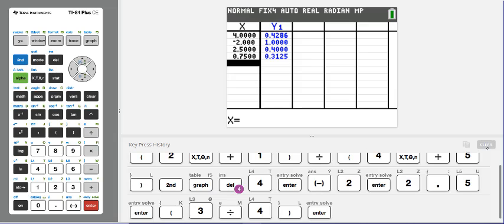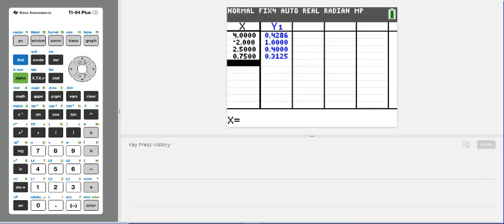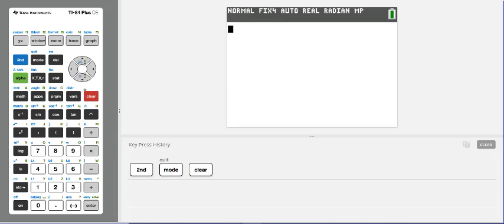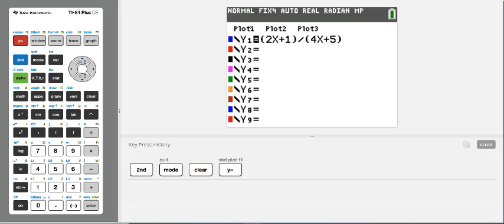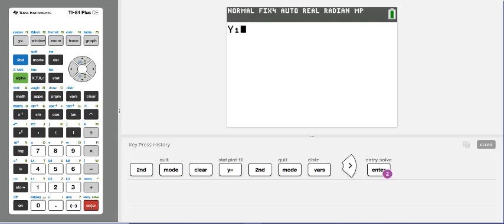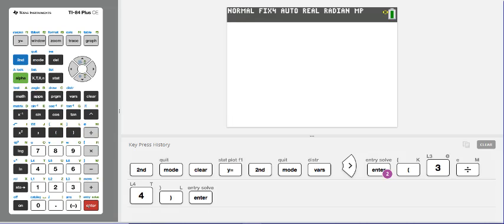So I'm going to hit clear, and then I'm going to hit second mode. I'm going to hit clear here. So I want to bring up Y1 again from my regular screen. My equation sitting in there, right? Here's my equation. Now I'm going to hit bars, arrow to the right, enter, enter. And what that does is it brings up the Y1. I want to make sure, okay, it's 3/4. So parentheses 3 divided by 4, close parentheses, hit enter.